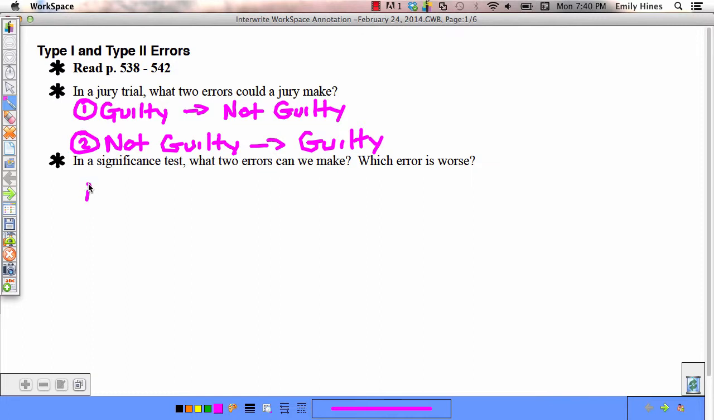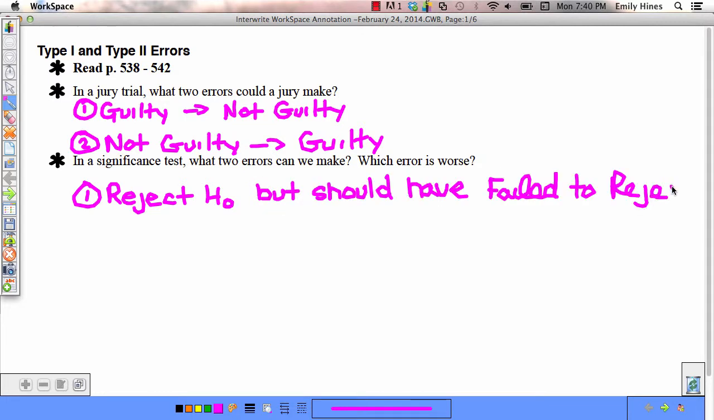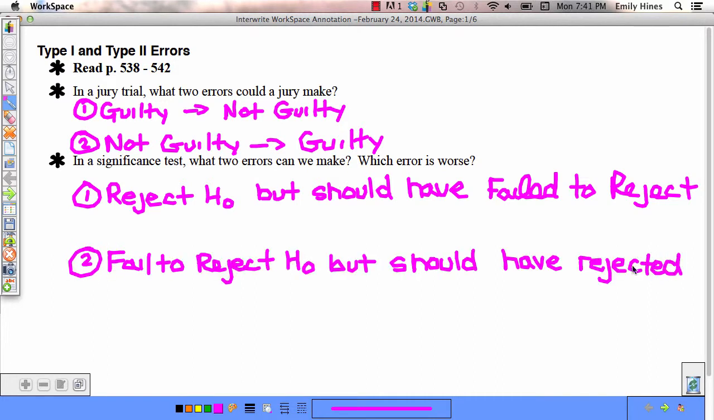In a significance test, an error that we can make is that we can reject the null when we should have failed to reject. And we can fail to reject the null when we should have rejected. Okay, these have two very specific names. You can remember the names, but if you're going to, make sure you get the names right. This one right here, rejecting when you should have failed to reject, is called a type 1 error.